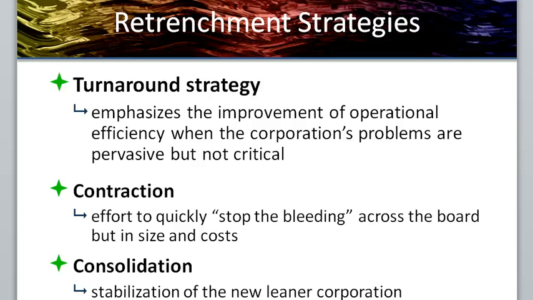Now, a contraction is when things are really horrible and you have to pull back to stop the bleeding. Lay off people, close plants, maybe even file for bankruptcy to try to protect the company from a more dire situation. And consolidation is really just shedding all the weak parts of the company and becoming a new, leaner corporation. So if you're in an industry where you have all these legacy costs and expensive labor and the weight of the whole industry is just too much, you may want to sell off large parts of your company and just focus on one small, profitable division.